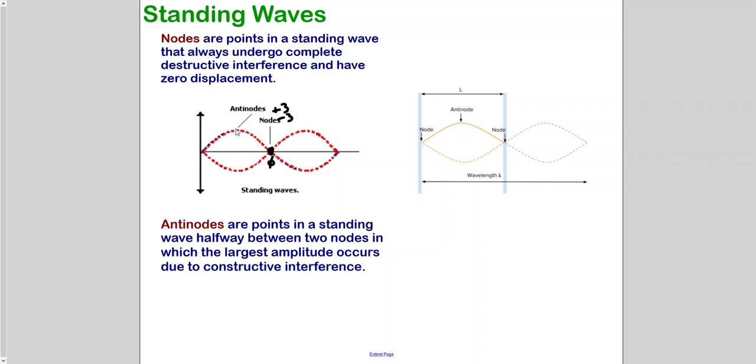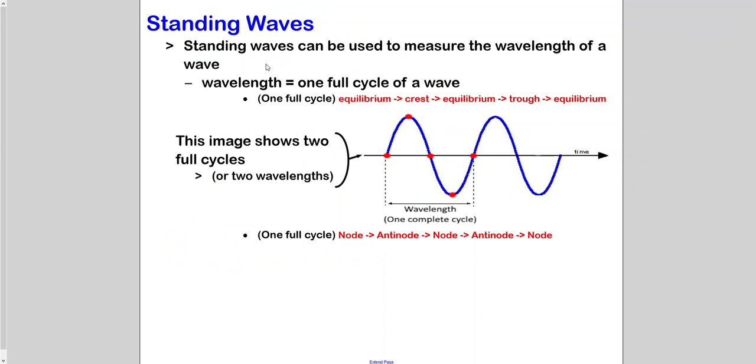Antinodes, which again seem weirdly named, are where I have complete constructive interference. So in this case, the +3 wave is interacting with another +3 wave, giving me the largest possible amplitude of, say, +6. And so antinodes are the areas where I have constructive interference, and nodes are the regions where I have destructive interference.